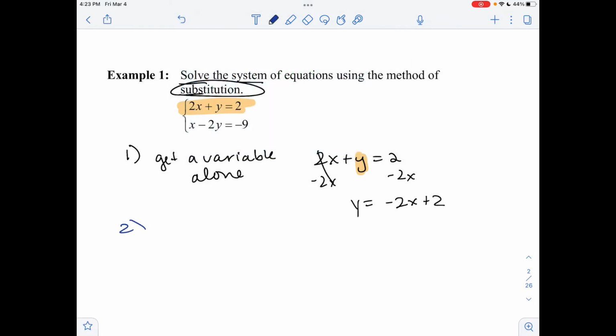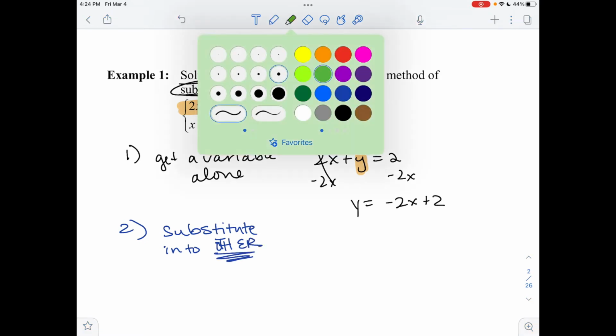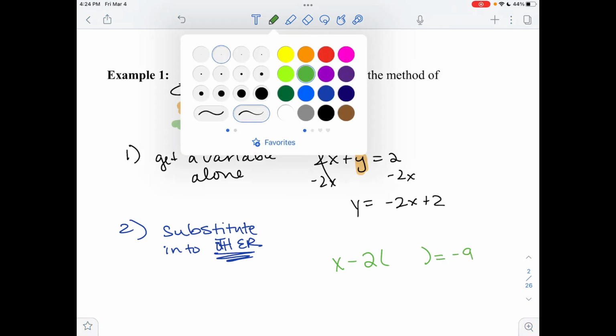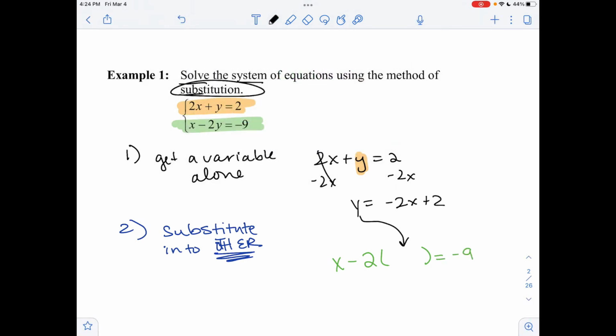My second step is I'm going to substitute, hence the word substitution, into the other equation. So my other equation is this one. I'm going to rewrite this: x minus 2 times y equals negative 9. But we're going to use this y instead. So instead of y, what does it equal? It equals negative 2x plus 2.